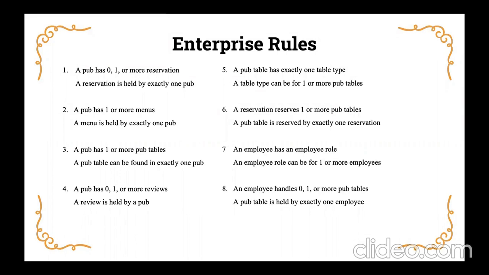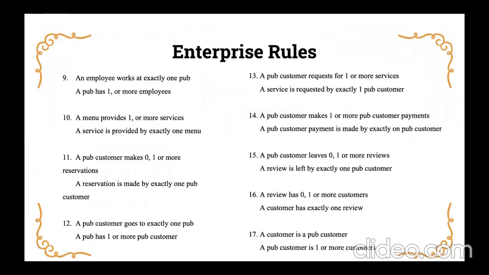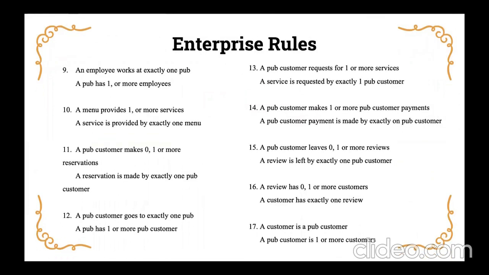An employee handles 0, 1 or more pub tables. The pub table is held by exactly one employee. An employee works at exactly one pub. A pub has 1 or more employees. A menu provides 1 or more services. A service is provided by exactly one menu.